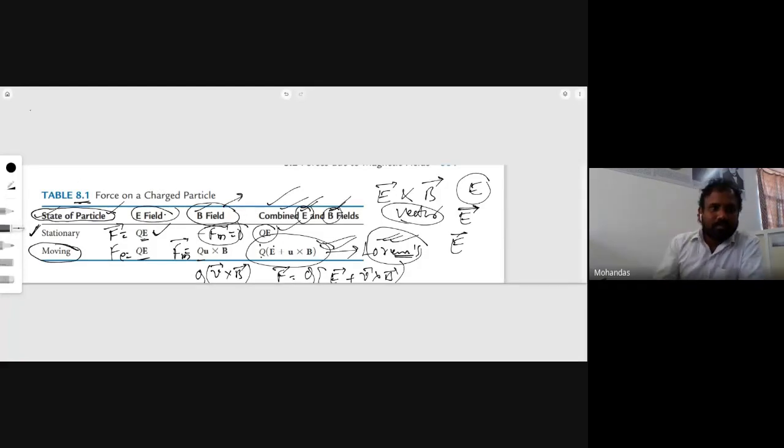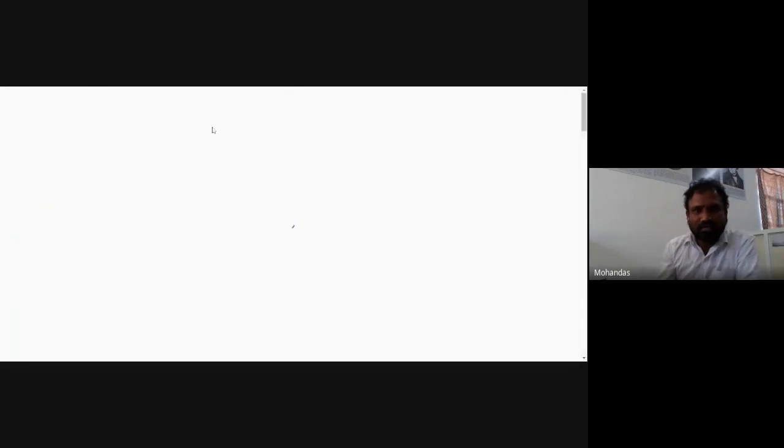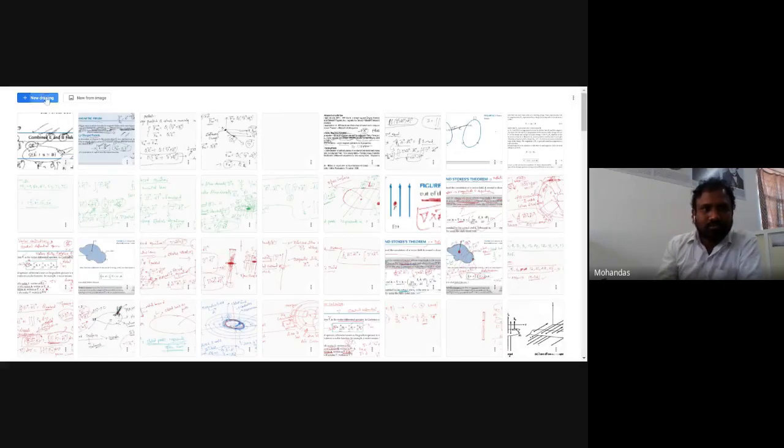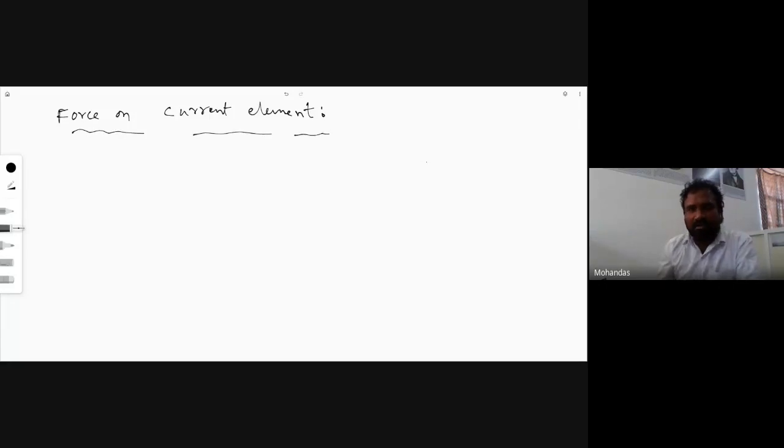Now, let me explain the second force here. The second force is also very, very important. What is the second force? Force on a current element, or differential current element.